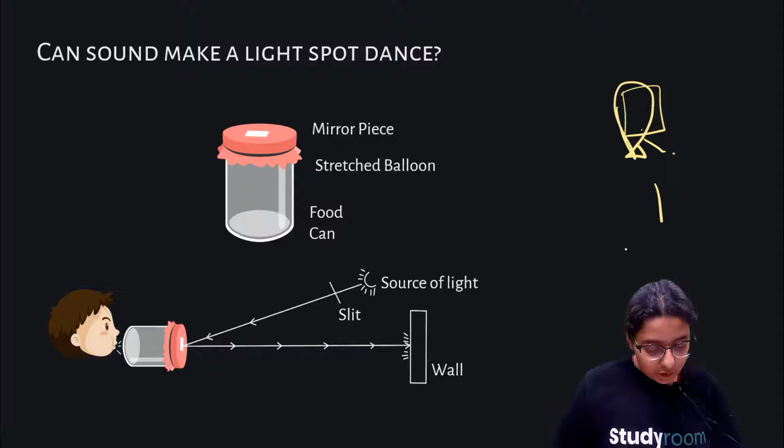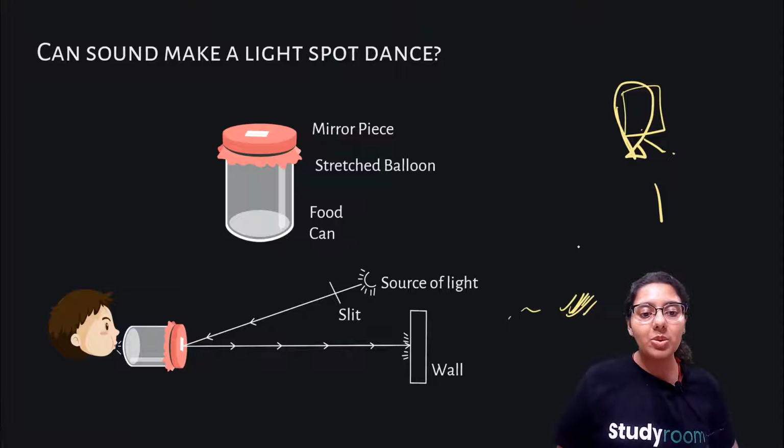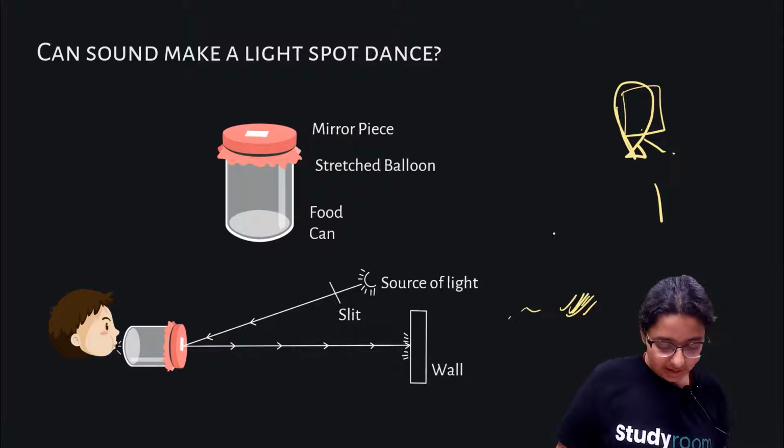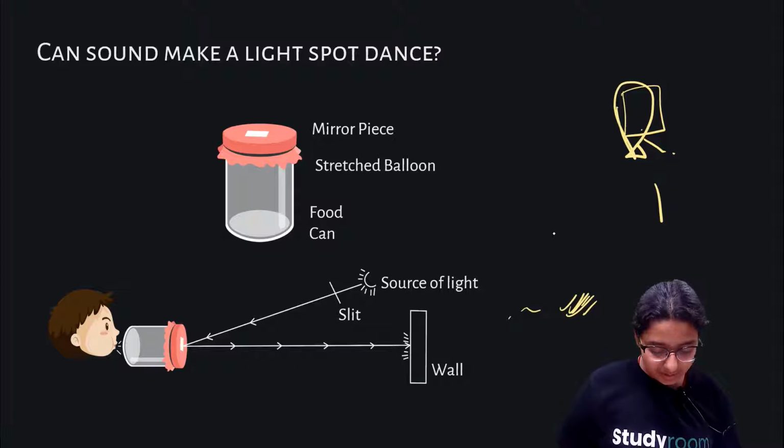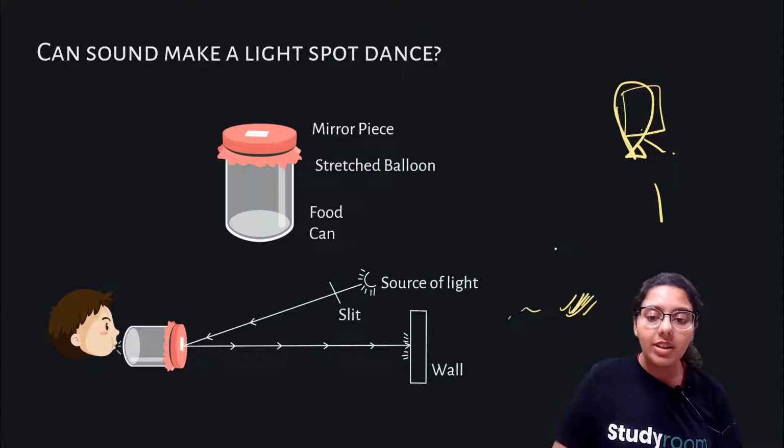Talk or shout directly into the open end of the can and observe the dancing light spot on the wall. Why is this so? Due to the vibration of the sound. A beam of light from a light source is made to fall on the mirror. The reflected light is falling on the wall.